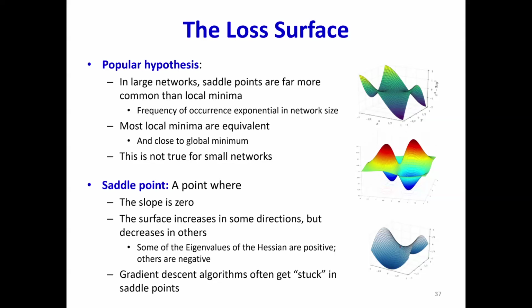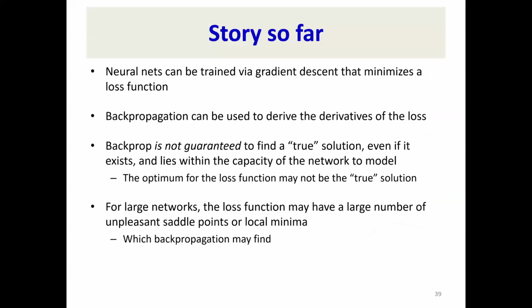Also, when you have lots and lots of local minima, then for very large networks, the theory seems to indicate that all of these local minima are roughly equivalent, and they're not very different from the global minimum. This doesn't hold for small networks. So in this case, arriving at a local minimum is not a terrible thing to be doing. But again, the question is, do we really want to do this?